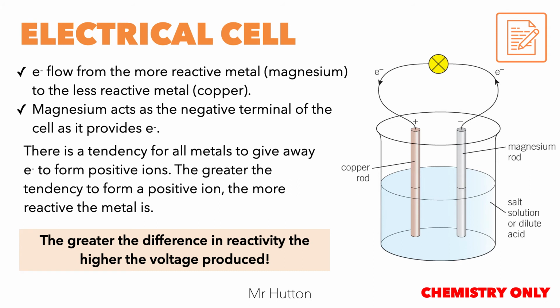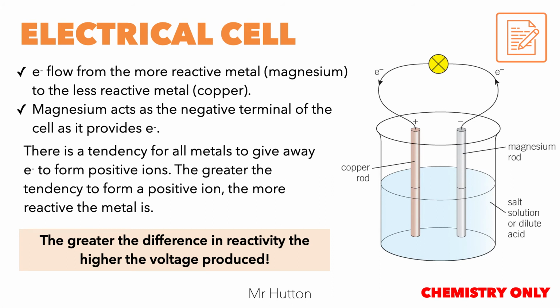So all metals have this tendency to give up electrons. They all want to give up electrons to get that full outer shell of electrons. The more reactive the metal is, the greater the tendency to do that. So where there's two metals both wanting to give up electrons, it'll be the more reactive metal that gives it up to the less reactive metal. And that flow of electrons between the two we use as a current, and that can generate electrical energy, and that's why the lamp is coloured yellow, to show that it's on.